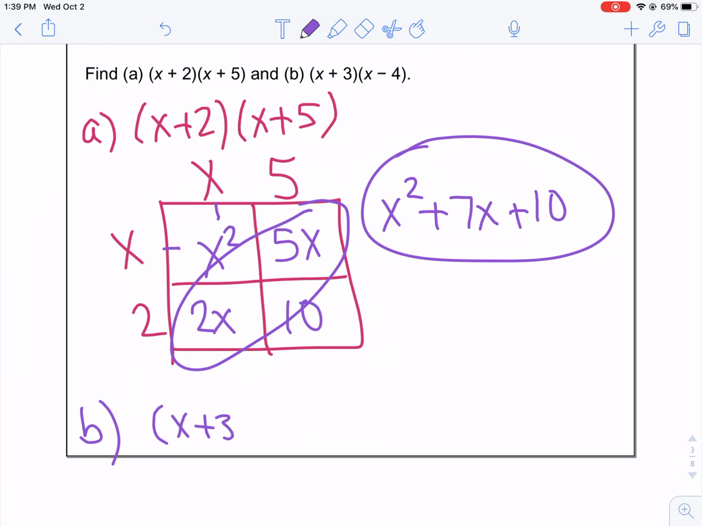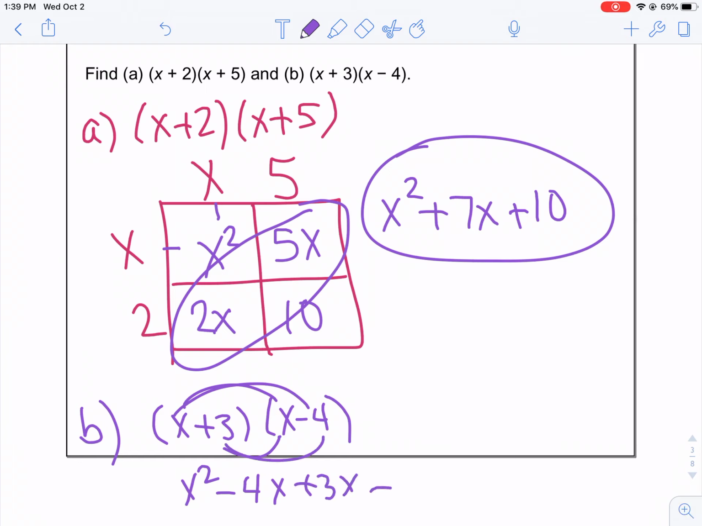So I have x plus 3 times x minus 4. So I multiply the first term, so I get x squared. Multiply the last terms, negative 4x. Multiply the middles, you get 3x. And then 3 times negative 4 is negative 12. Combine the two in the middle, and you get x squared minus 1x minus 12.